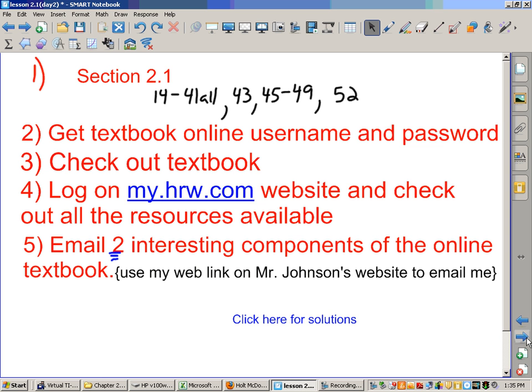Now, the second part of your assignment is you need to go on to the website. On that little half sheet of paper, that sliver sheet of paper, go ahead and write down this website: www.my.hrw.com.